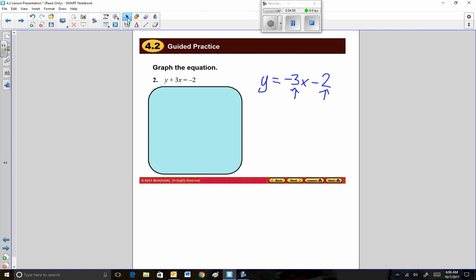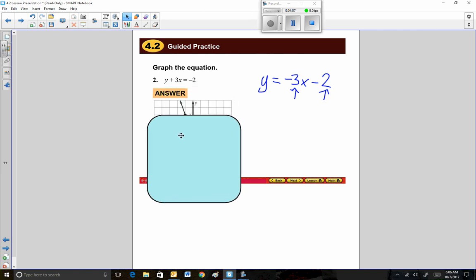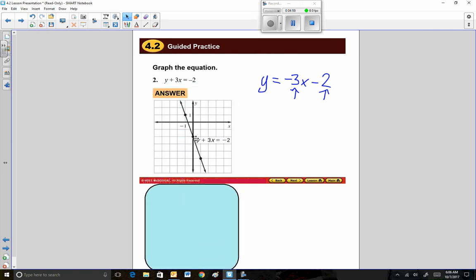Other than that, you can do an XY table and you will get a line that looks like this. Notice it crosses the y-axis at -2, just like we promised. And if you drop down 3 and move to the right 1, you get a -3 slope. Or you can try out your x and y table.